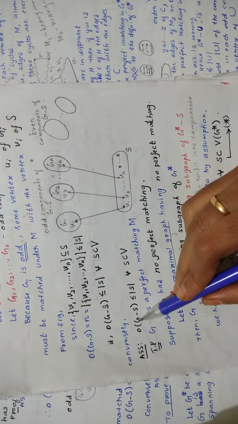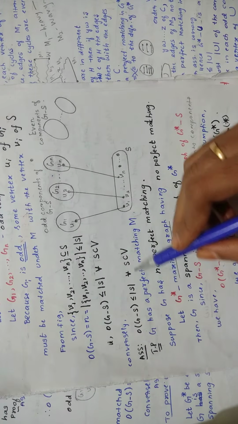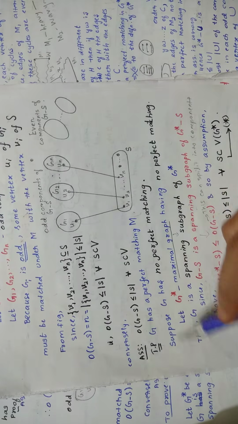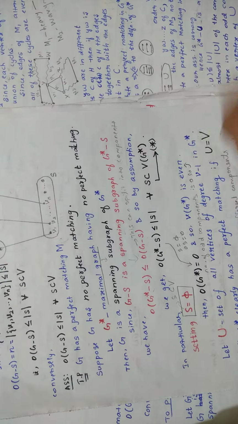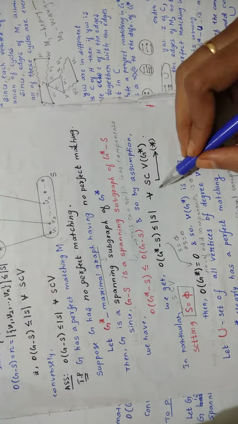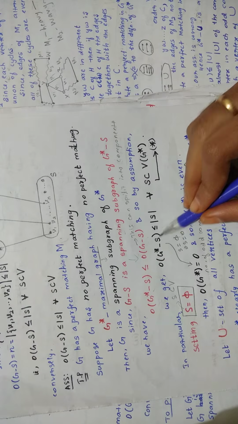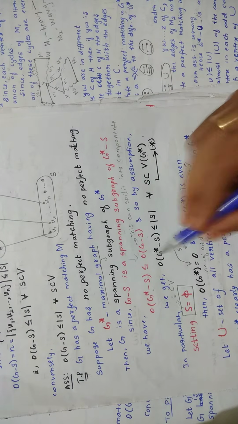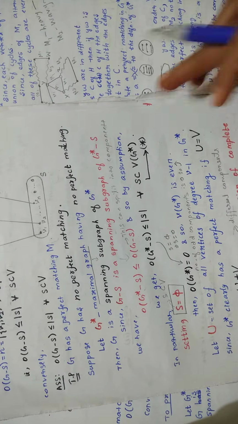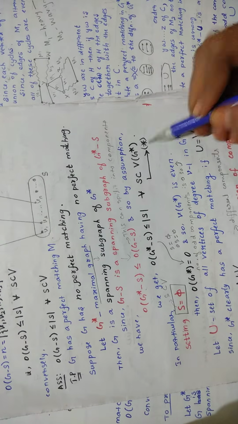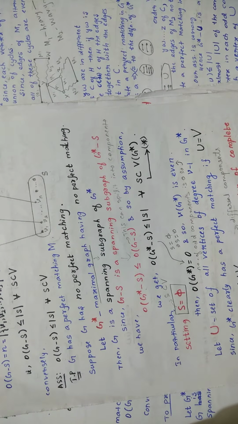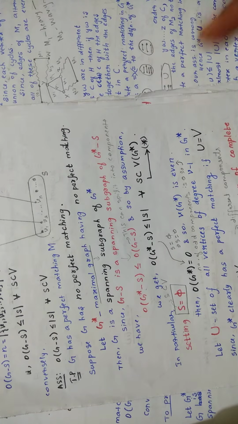Here for G you write S contained in V. Here for G star, to show the difference, you write that S belongs to the vertices of G star. So only from the assumption you are writing this; just mark it as equation number star. Now in particular, you are setting S equal to empty. That is, you are giving the value of S as empty, which means the size is 0.